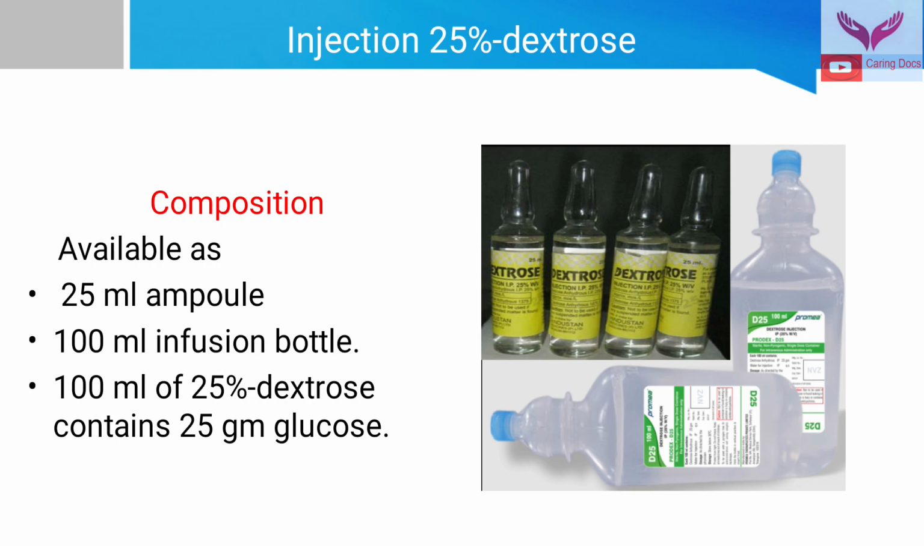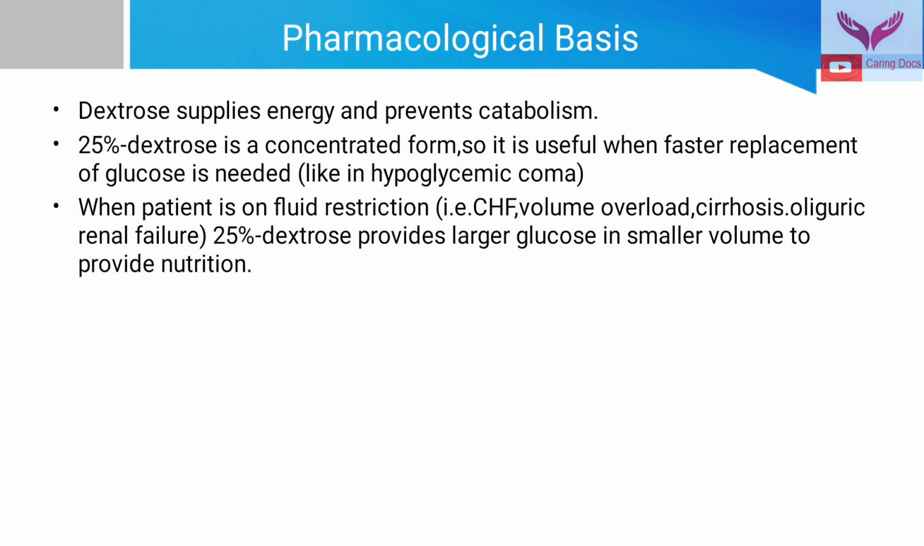Friends, 25% dextrose comes as a 25 ml ampoule or a 100 ml infusion bottle. 100 ml of 25% dextrose contains 25 grams of glucose. In severe catabolic states, dextrose 25% supplies energy and prevents further catabolism.